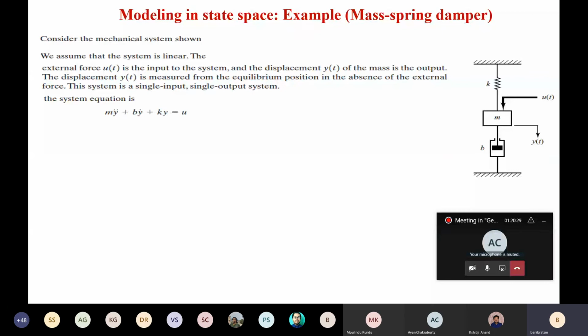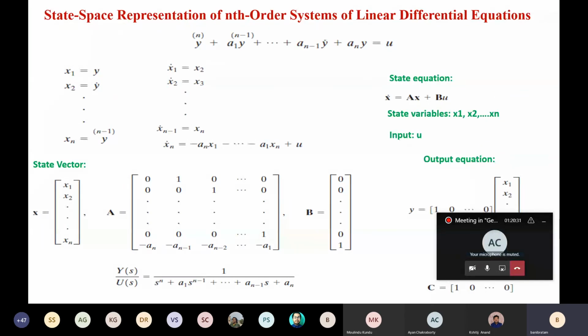After explaining this example, if you have any doubts, please let me know. Okay, so please try to understand. Suppose I have an nth order differential equation, where d^n y by dt^n, then a1 into d^(n-1) y by dt^(n-1), likewise dot dot dot, d^2 y by dt^2, dy by dt, then y, equals u, where u is your input and y is your output. Okay, so this is fine.